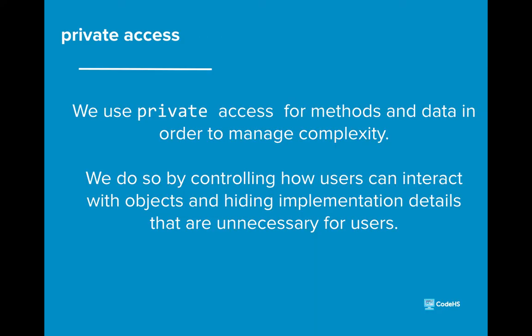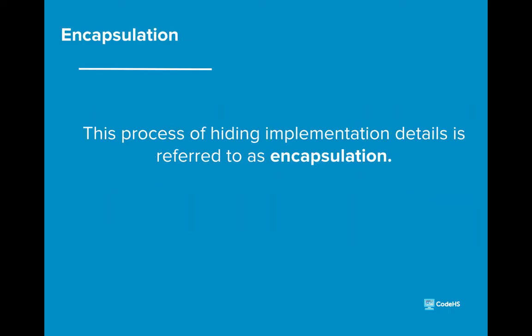So why would we want to make any of our data private? We use private access for methods and data in order to manage complexity by controlling how users can interact with objects and hiding implementation details that are unnecessary for users. This process of hiding the implementation details of a program is referred to as encapsulation. This is one of the core tenets of object-oriented programming.